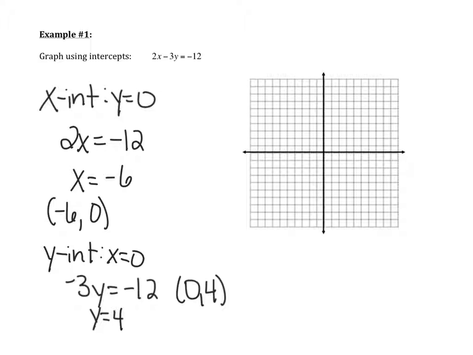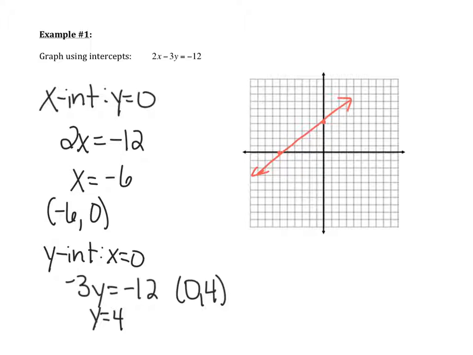Now, I have 2 points. I have my x-intercept and my y-intercept. Since 2 points determine a line, all I need to do is plot the negative 6, 0 and the 0, 4 and connect those 2 points to graph this equation. So there's the point negative 6, 0, and there's the point 0, 4. And again, since 2 points determine a line, I'm just going to connect those 2 points. And there's my graph using the intercepts.